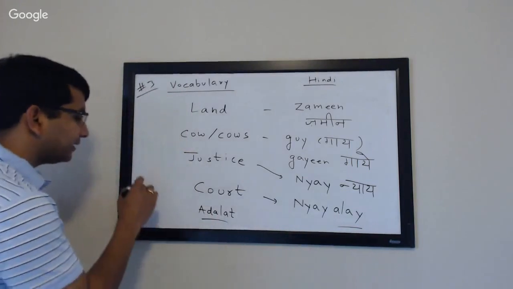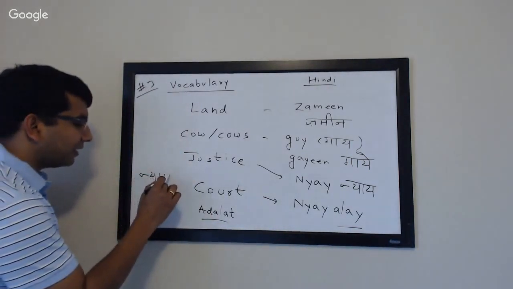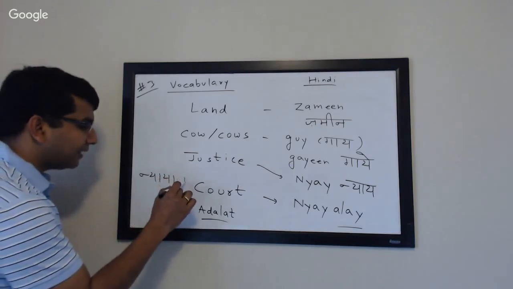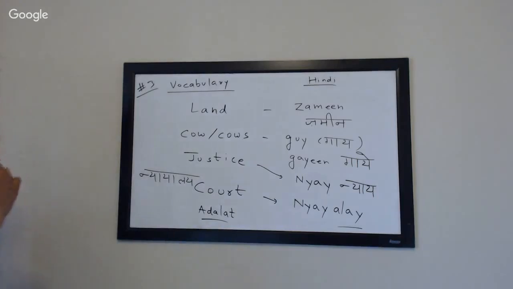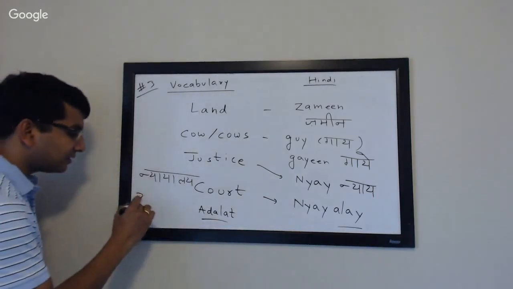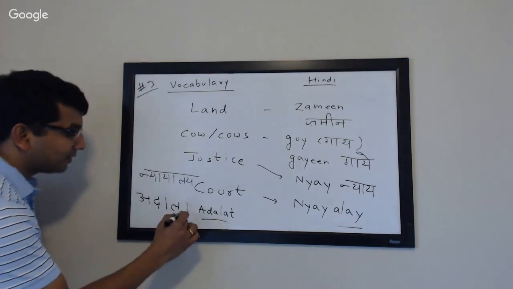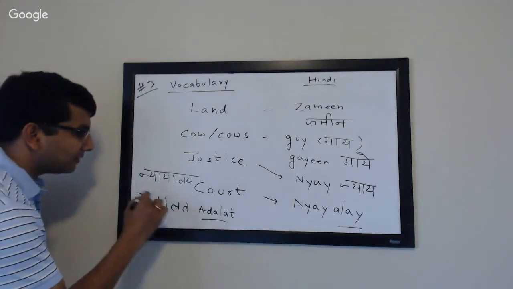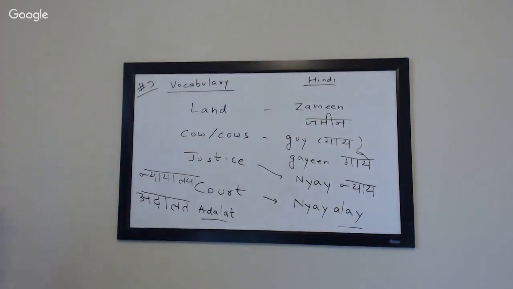And the way you write it in Devanagari: half na, ya, then la, and then ya, nyayalay. Okay, and you can also say adalat. So you will see these nine words in the story.